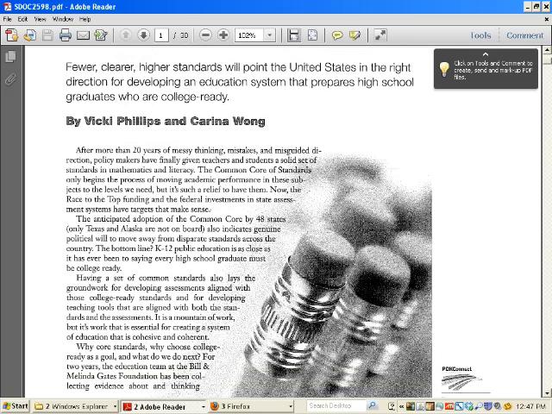Having a set of common standards also lays the groundwork for developing assessments aligned with those college-ready standards, and for developing teaching tools that are aligned with both the standards and the assessments. So you'll notice that keyword assessment there. The assessment should be tied to the Common Core standards.